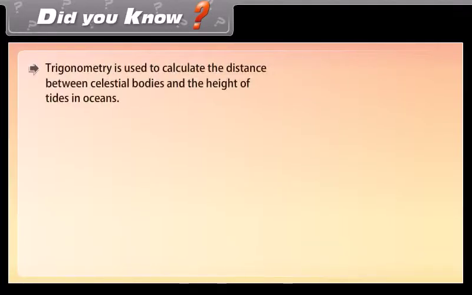Did you know? Trigonometry is used to calculate the distance between celestial bodies and the height of tides in oceans.